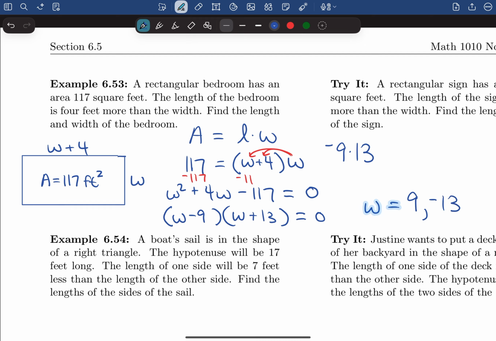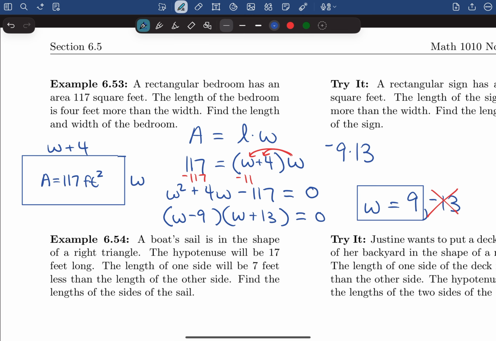And at this point, one of these values doesn't work because widths can't be negative. Okay, width is a dimension of space. Like when you measure something, you can't have a negative length. So you'll always get rid of the negative answer, okay? And you'll say that the width must be 9. The width must be 9.